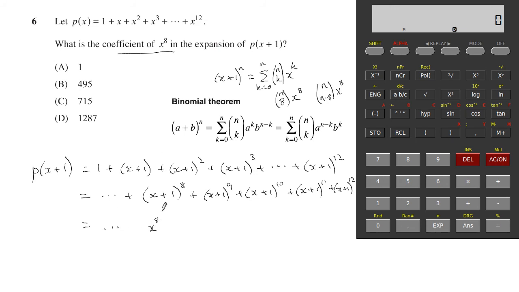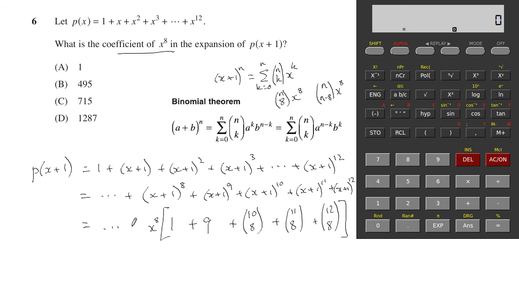Actually, I'll take the x to the 8 out the front. So there's just a coefficient of 1 from that. If you were going off the formula, it would be 8 choose 8, which is 1. And then for the next one, you're going to have 9 choose 8, which is just 9. And then for this one, it's going to be 10 choose 8, or 10 choose 2 if you use that formula. And then you've got 11 choose 8 and 12 choose 8. So those are all the coefficients.